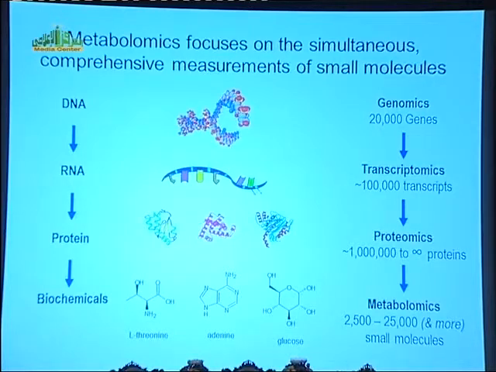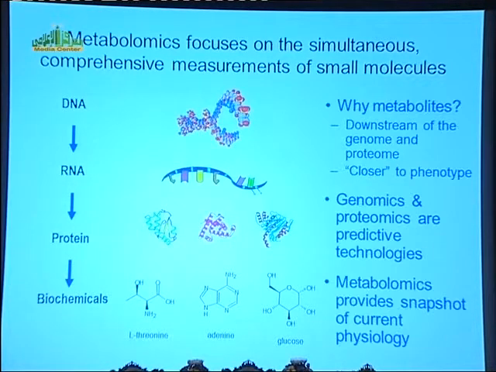tenfold that number. And then, of course, if we start talking about xenobiotics, gut microbiome, dietary components, and environmental toxicants, we're up into the hundreds of thousands of molecules. Plant metabolites are, the metabolome is much more complex. There's approximately 125,000 known plant metabolites at this point in time.